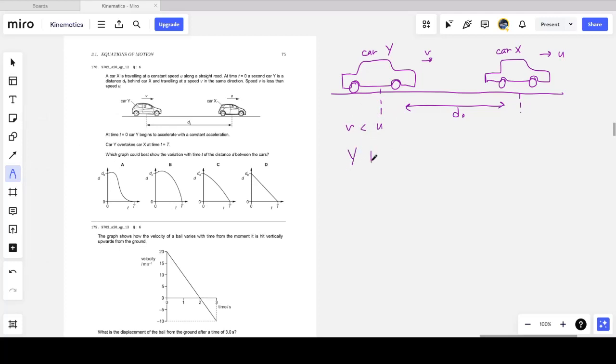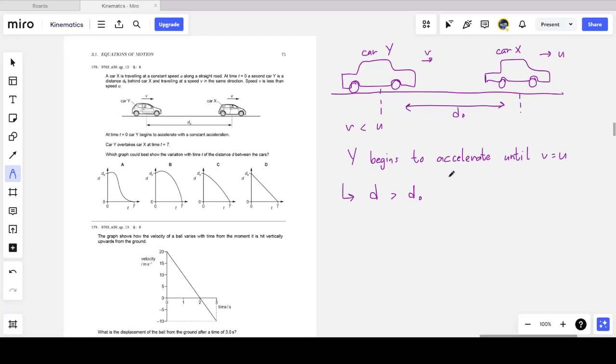So firstly, Y begins to accelerate. It doesn't immediately accelerate to the speed of X. It has to accelerate and then gain velocity until it reaches the speed car X is traveling at, u, so v is equal to u. So initially, what happens is that d actually grows to bigger than d0 for a very brief moment in time, while car Y's acceleration allows its velocity to match car X's.